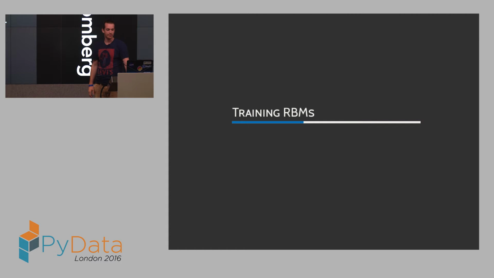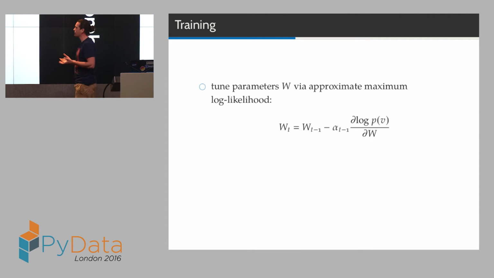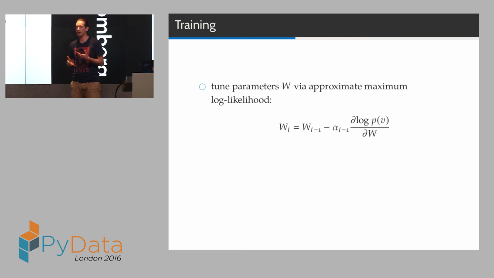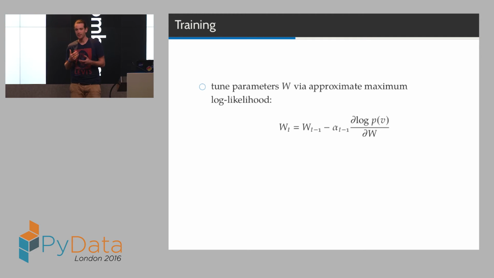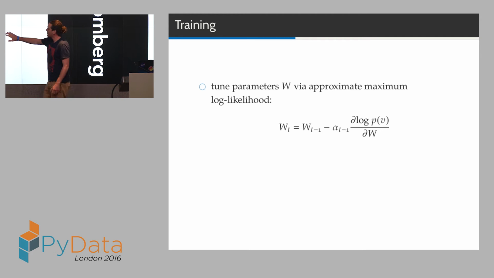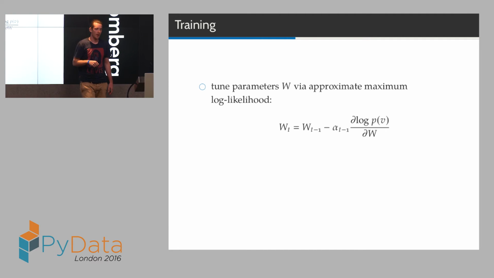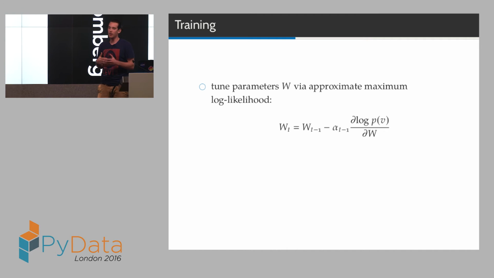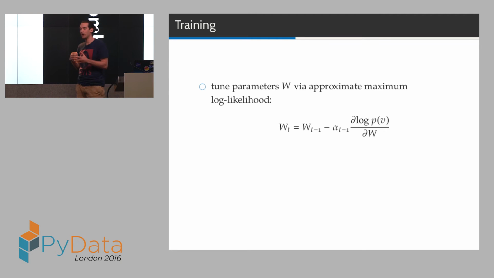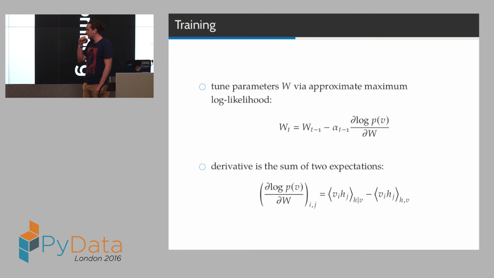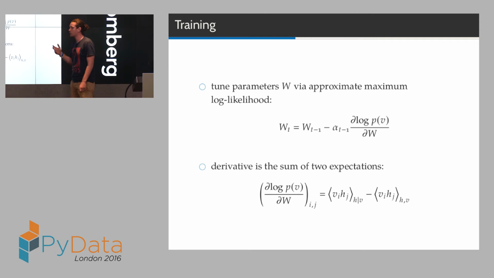So training. Like in traditional neural networks, training proceeds via maximum likelihood and stochastic gradient descent. But as I said, the problem is this derivative is no longer available in closed form like it is in backpropagation. And the reason for that is we're trying to learn a graphical model where the hidden units are actually random variables.